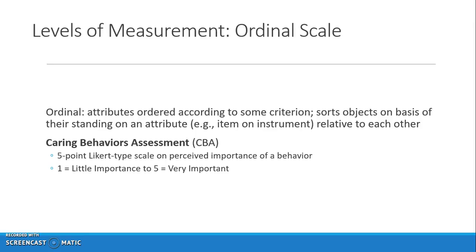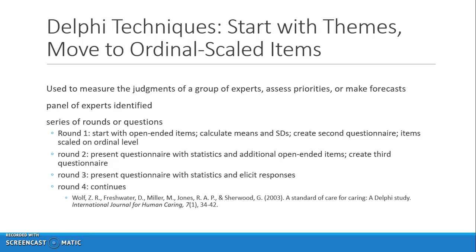Caring Behaviors Assessment, that basically is one of the instruments that's out there, uses a 5-point Likert scale on perceived importance of a behavior from little importance to very important. Delphi techniques are also used that involved several rounds, usually 2 or more, of basically eliciting data from experts. So it's considered an expert response kind of study. And a lot of times the rounds start qualitatively or open-ended items. Sometimes they use closed-ended as well.